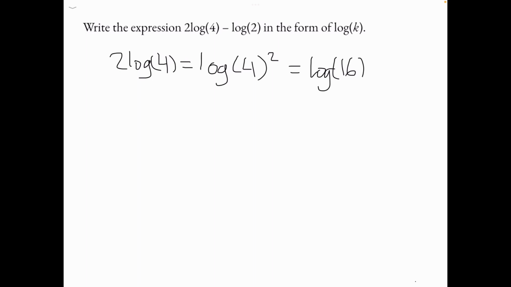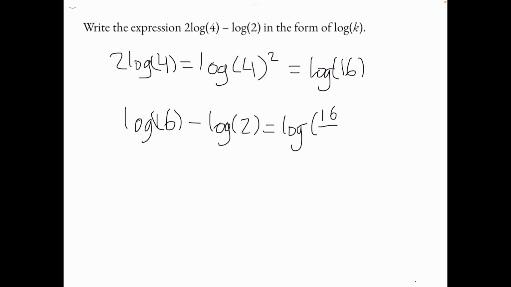Now we can write the expression using the law of quotient. So it would be log 16 minus log 2 is equal to log 16 over 2, which is equal to log 8. So the expression 2 log 4 minus log 2 is equal to log 8.